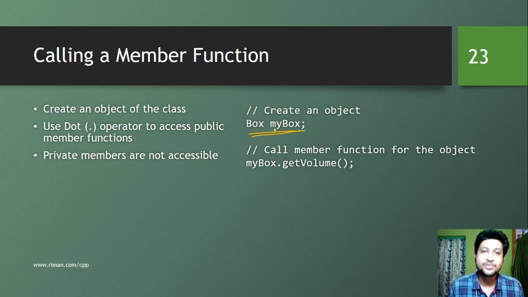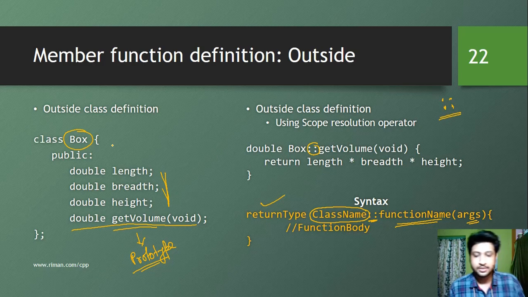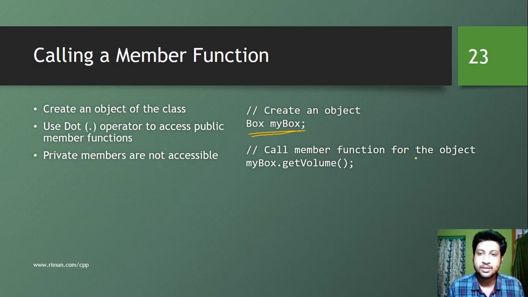So we have defined an object of this class Box. This is the object name and this is the class. Now my box has access to all the public members of this class Box. As we have written the getVolume function in the public section of this class, we can easily access this function using box.getVolume(). This will execute this particular function.